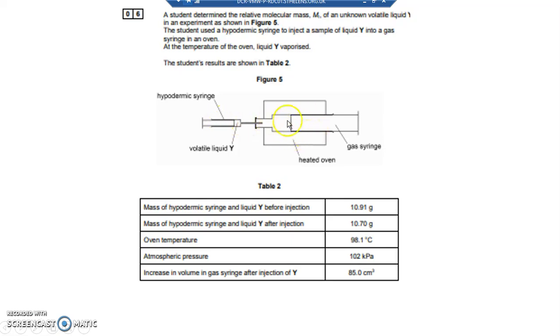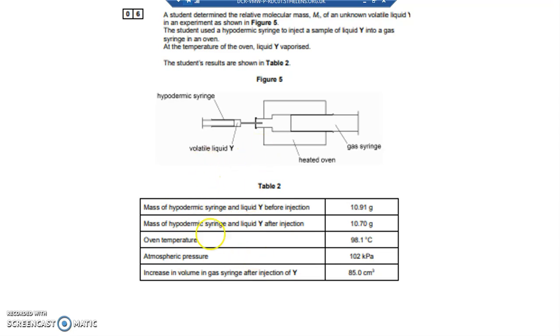They've squirted it into this larger syringe with a heated oven, so trying to get it hot, and then it looks as if they're measuring the mass of this small syringe before and afterwards, presumably so they can work out how much Y has been injected into the larger syringe. They know the temperature of the oven, they know the pressure, and they know the increase in volume of the gas syringe after they've injected it. So what volume Y is at this atmospheric pressure and at this oven temperature. So it's heading towards PV equals nRT.